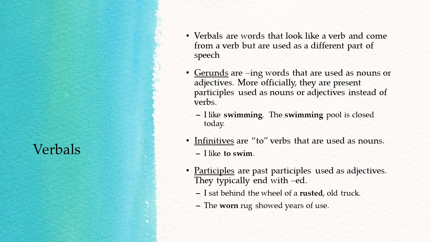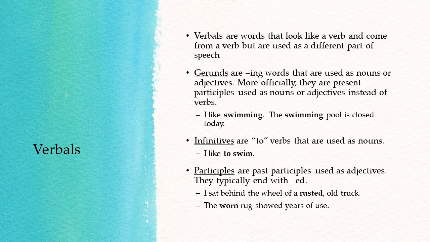The swimming pool is closed today. Swimming here is being used as an adjective. It's telling us what kind of pool. The next type of verbals are infinitives. These are two-word verbs that are used as nouns. So I like to swim. To swim right there is being used as a noun. And when you see infinitives, you're always going to see them as to plus the verb. So it's two words acting as one.